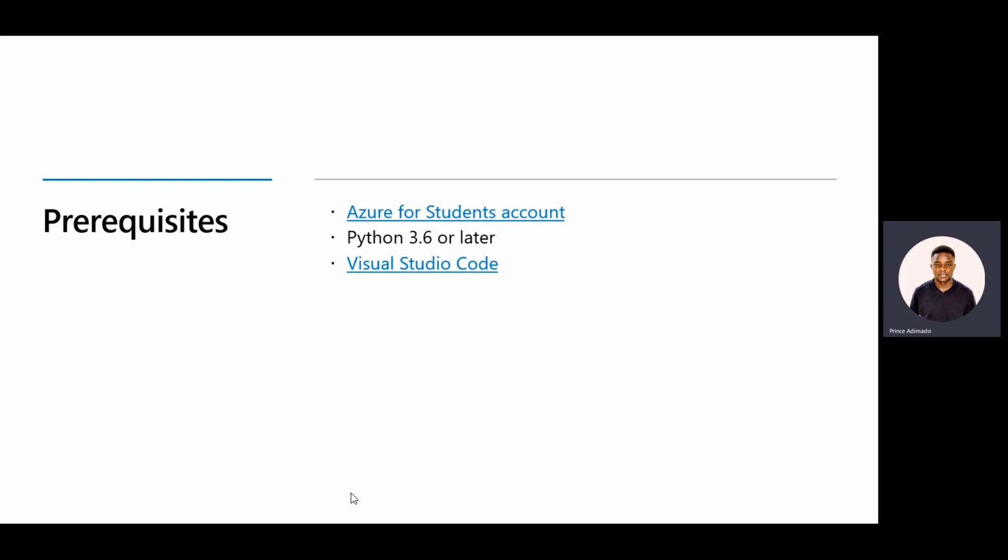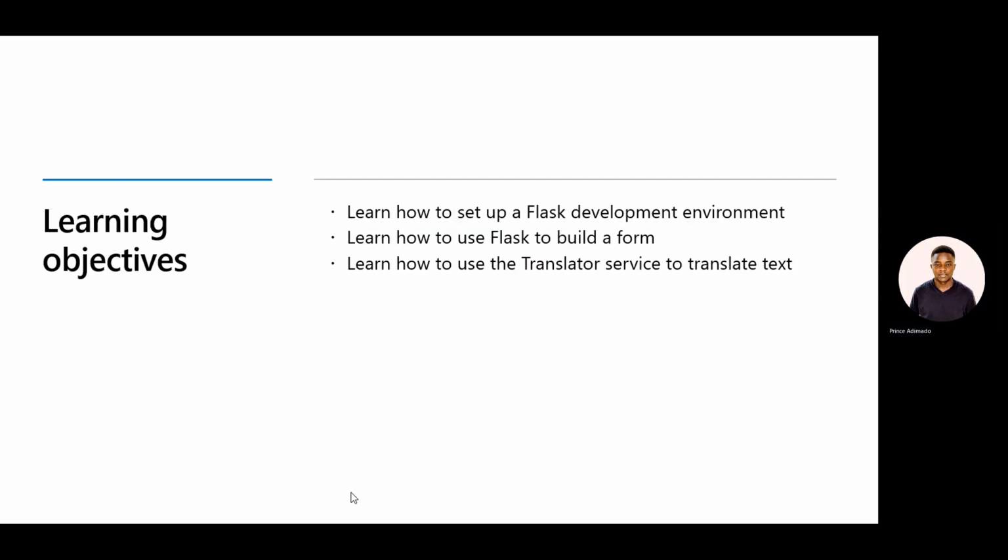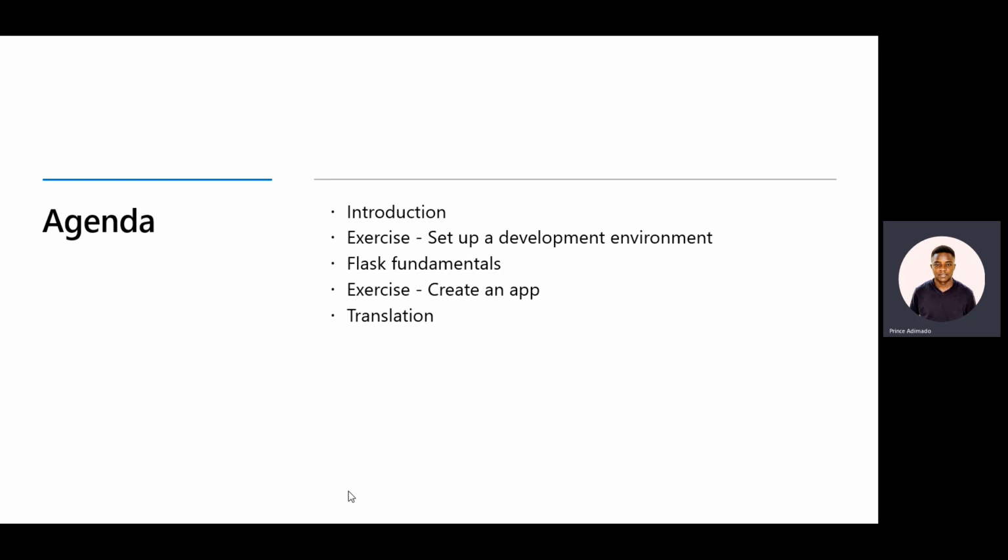So let's jump straight to the objective, not waste much time. We're going to learn how to set up a Flask development environment, learn how to use Flask to build a form, and learn how to use the translator service to translate text. Our agenda is to go through the introduction, then the exercise, setting up the Flask development environment. We do some small Flask fundamentals, we do some exercise to create the app, then we call the translator service. Let's jump straight into the introduction.